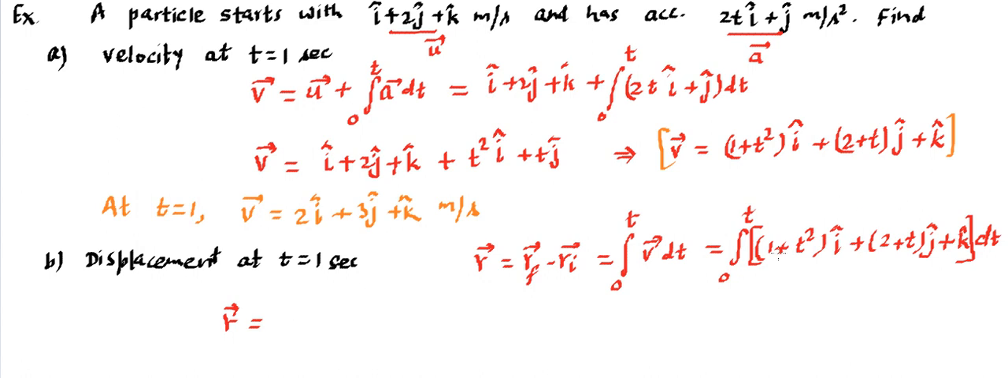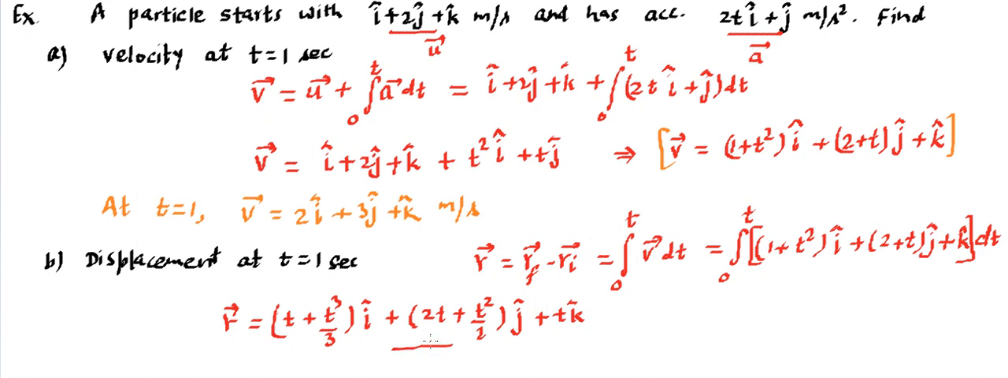So the first is basically dt, so that will convert into t. The second term was t square, so that will convert into t cube by 3. So this will come with i cap, plus when you integrate the j cap term, you are going to get 2 into t, plus integration of t becomes t square by 2, with j cap. And finally it's going to be k, and that will come as t, so it's going to be t times k cap. So this becomes the expression for displacement of a particle at any instant of time.